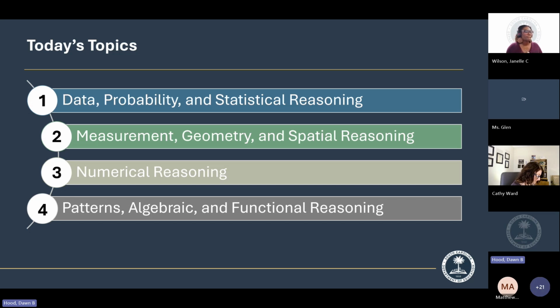We'll move on to measurement, geometry, and spatial reasoning. Numerical reasoning is our third topic. And then fourth and final, we will talk about patterns, algebraic, and functional reasoning. We will be working in a couple of breakout rooms today using a participant slide deck for you to input your thoughts or create questions as you go. Janelle is going to put a link to that slide deck in the chat so that you can go ahead and pull that up and follow along.